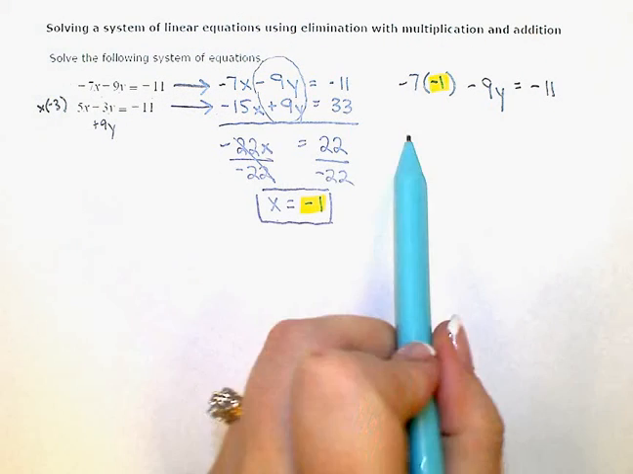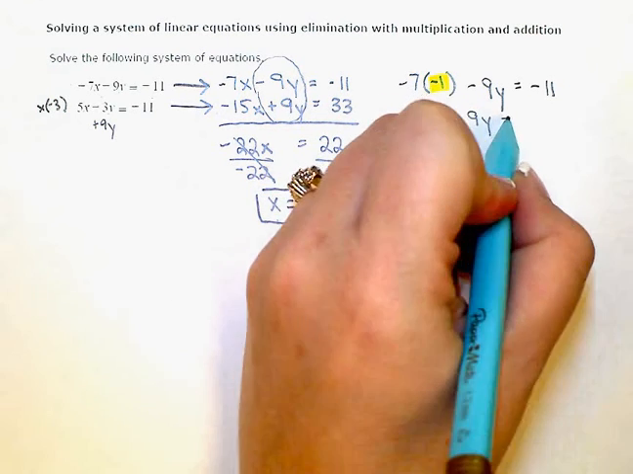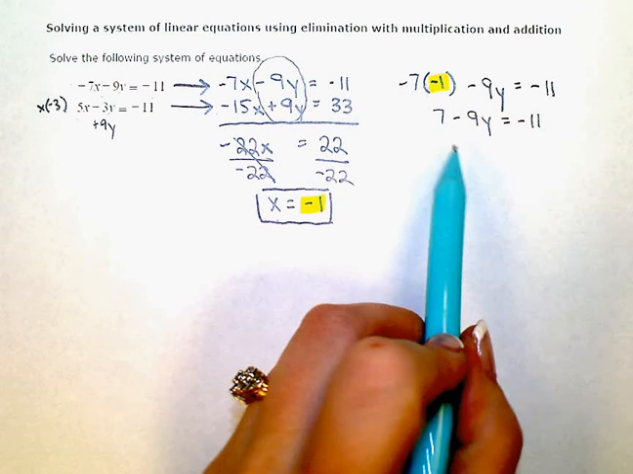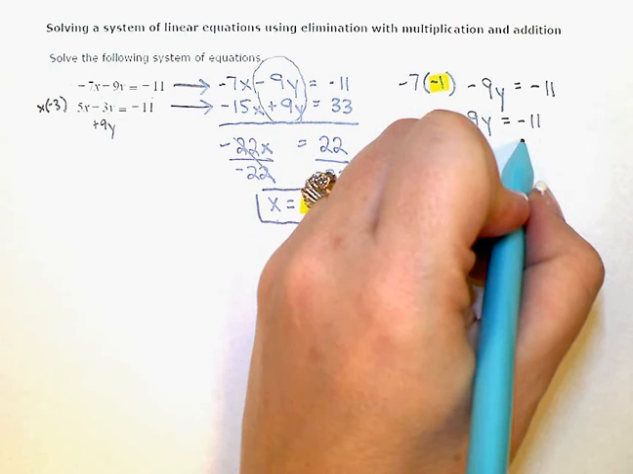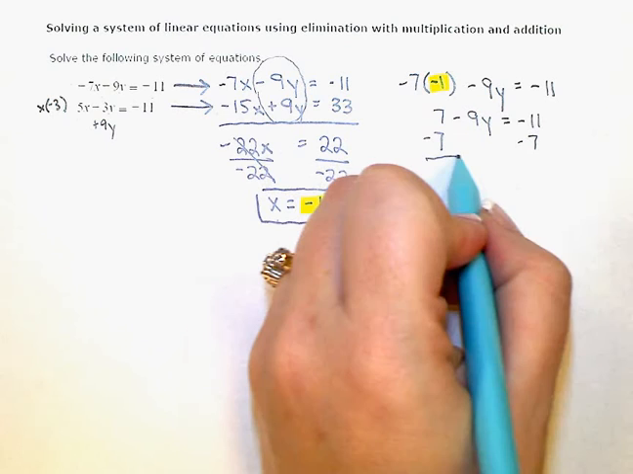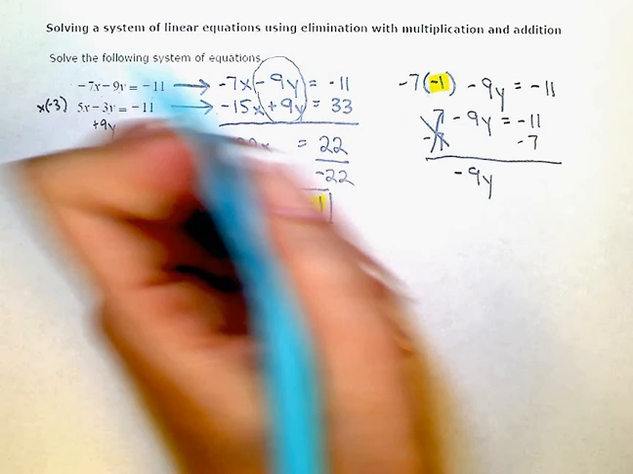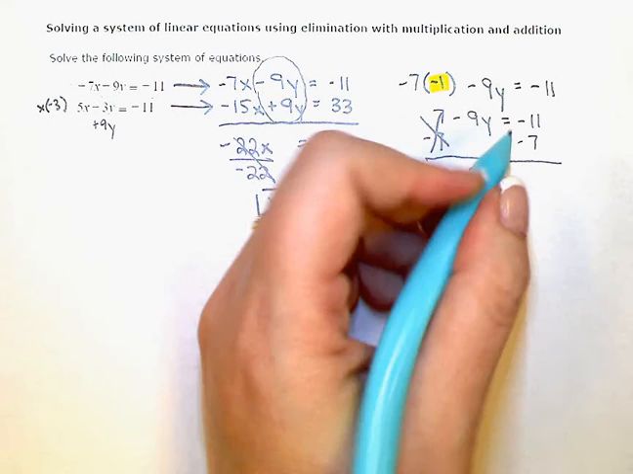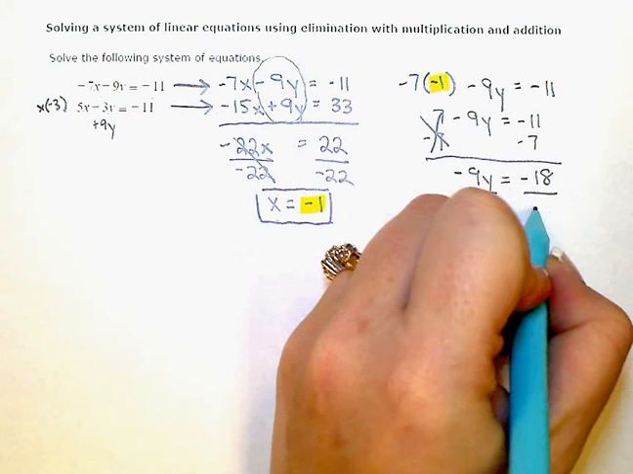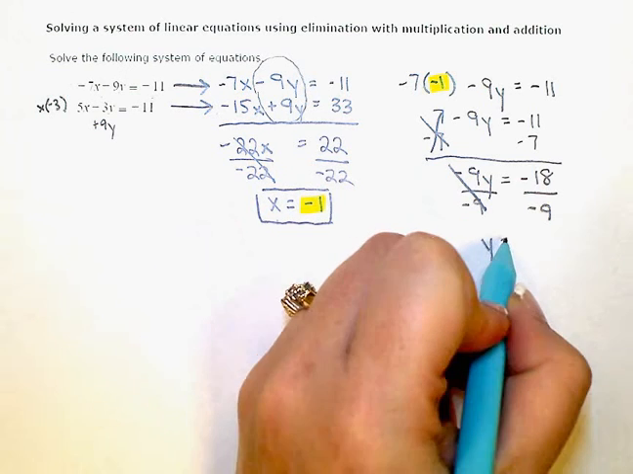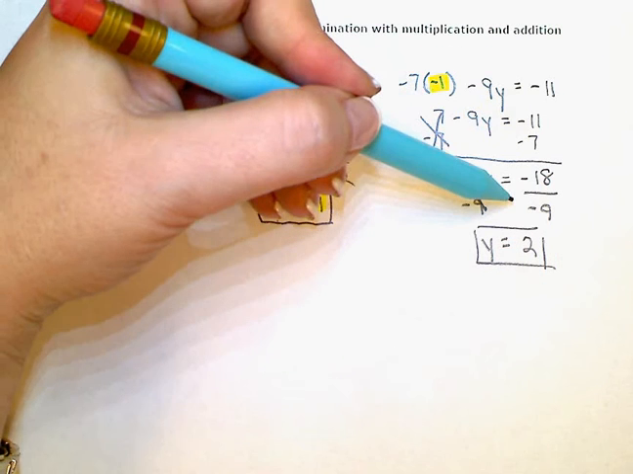So negative 7 times negative 1 is positive 7. Minus 9y equals negative 11. Solving for y now, I'm going to eliminate this constant term or zero it out by subtracting 7. And then keep my equation balanced by doing the same thing on the other side. Then I simplify. Negative 9y equals negative 11 plus negative 7 is negative 18. Divide by negative 9. And y is equal to positive 2. Negative 18 divided by negative 9 is positive 2.